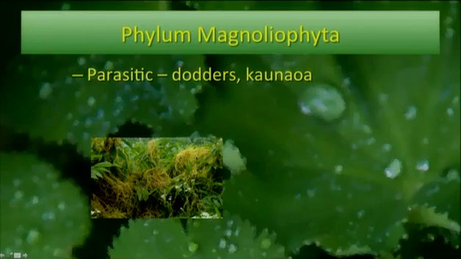Okay, so what they'll do is they're parasitic. They live off other living plants. They'll send their specialized roots called haustoria into the phloem of other plants and suck up the sugars that the other plants make through photosynthesis, and that's how they sustain themselves. So you have parasitic plants such as the dodders.